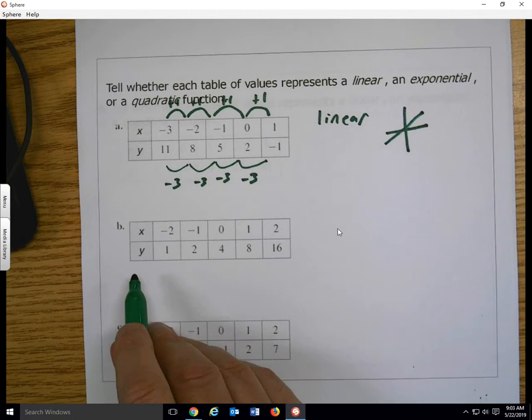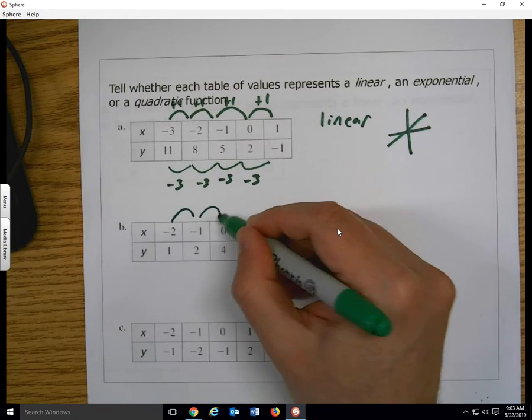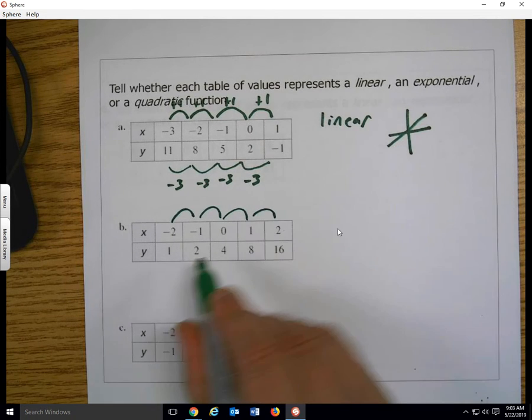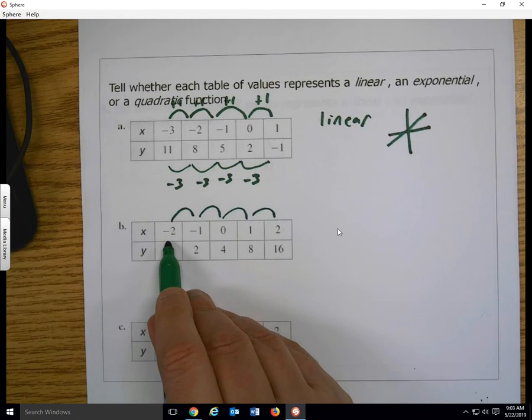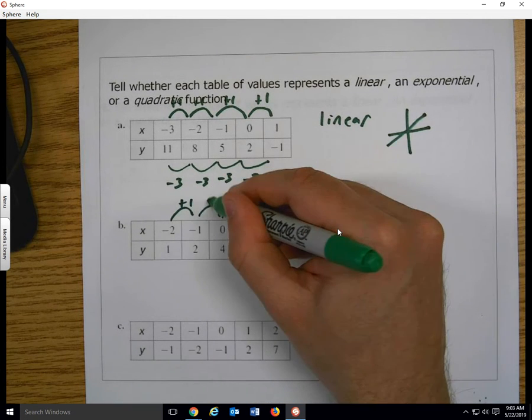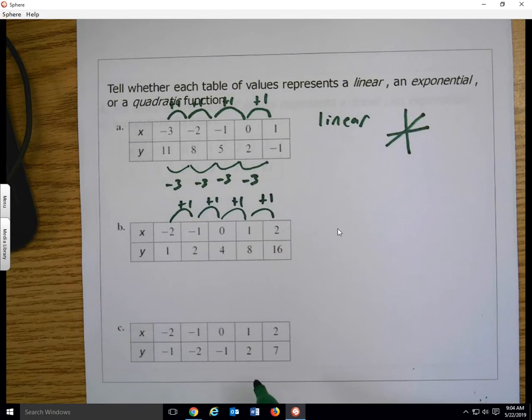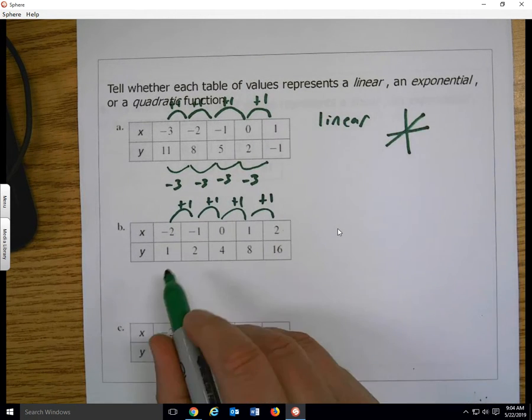Okay, let's look at the second one. X is increasing by how much each time? Looks like from negative 2 to negative 1, we increased by 1 again, keeping the math pretty simple. And every time we're increasing by 1. Okay, so it's a constant rate for the x. Now look at the y's.